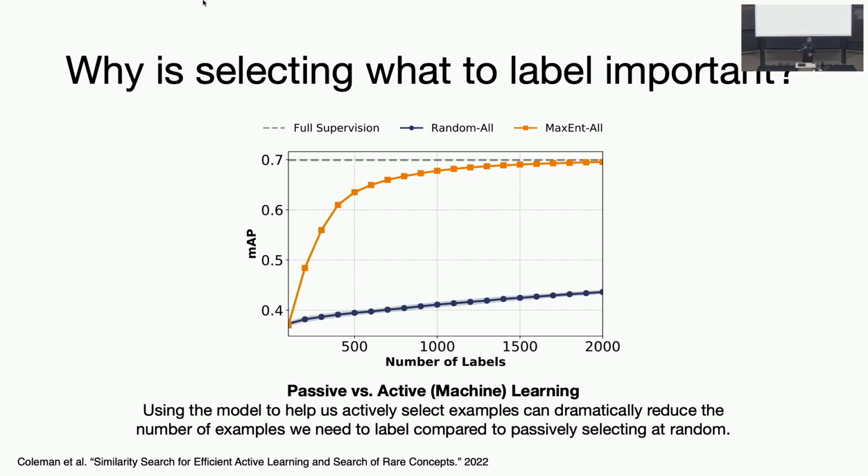But if we do active learning, where we're a little more intelligent and we adapt based off of our model's uncertainty using a technique called maximum entropy, we can get massive improvements in the mean average precision with the same amount of labeled data. As you can see in the gap between the blue line and the orange line, we can get massive improvements very quickly by doing active learning.